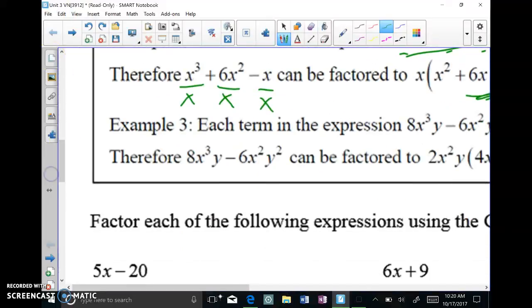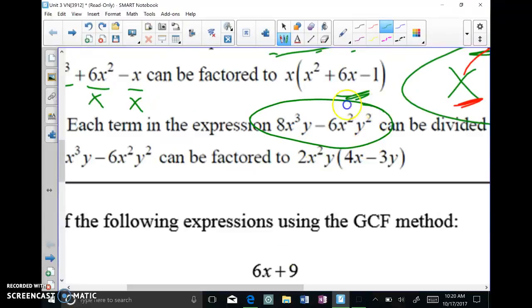Yep, that's pretty big. So right here is where I'm looking. 8x to the third y minus 6x squared y squared. So what do they have in common? Well, first of all, 8 and 6 can both be divided by 2. Not only that, they both have an x.